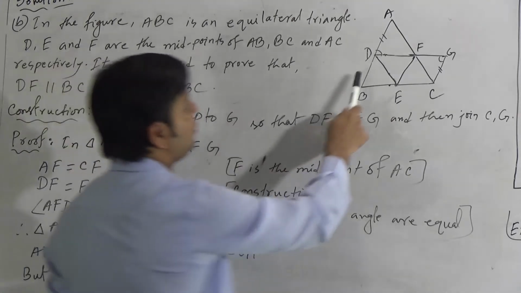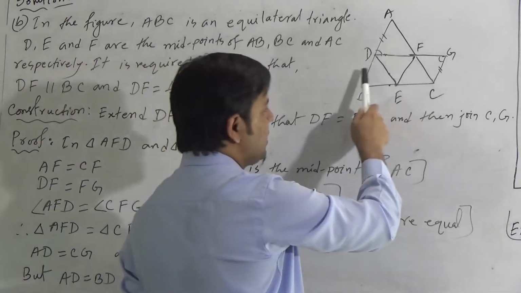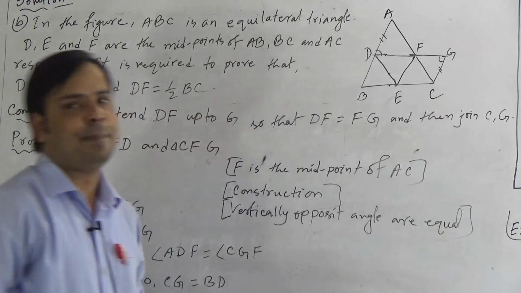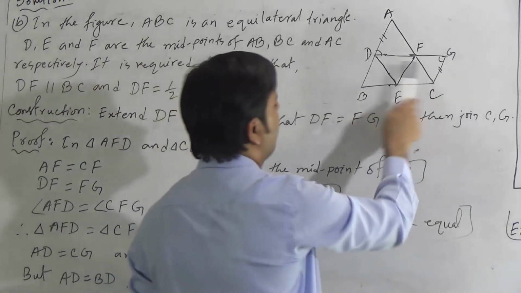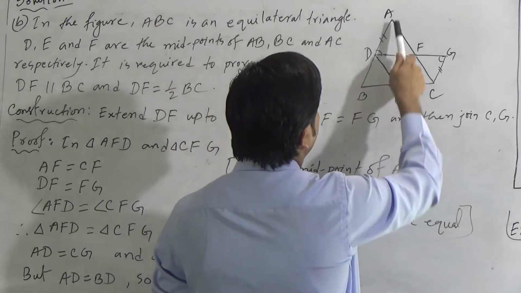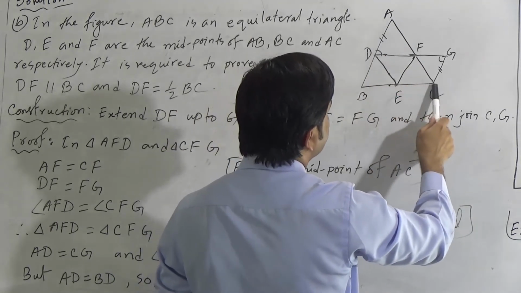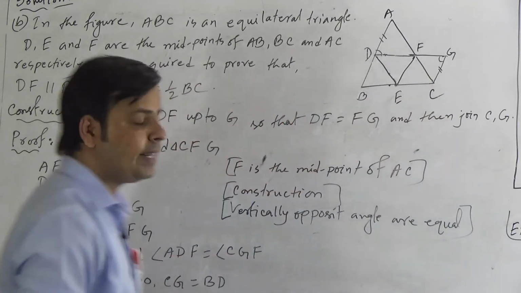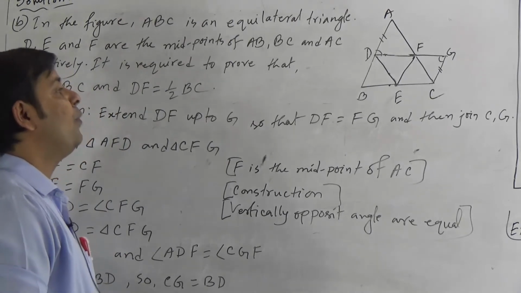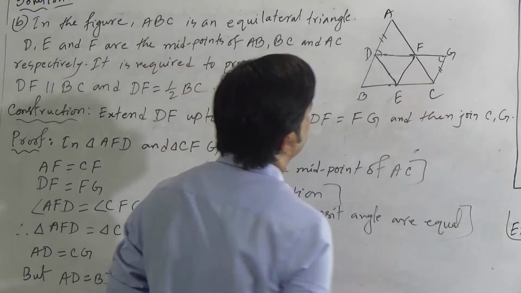We have proved that these two opposite sides are equal. Now, if we can prove these two opposite sides are parallel, then BDGC will be a parallelogram. So we need to prove these two sides are parallel. Now, to prove this, we can consider these two angles ADF and CGF. As these two angles are equal and these two angles are alternate angles, we can say AD is parallel to CG.